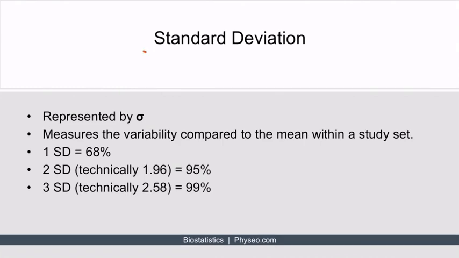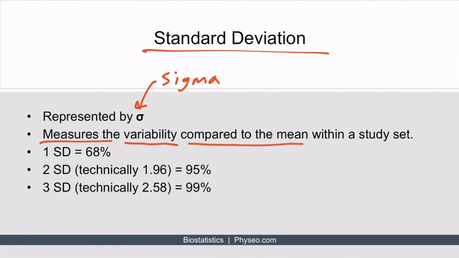Now let's talk about standard deviations. The math for standard deviations is ridiculous, and thankfully, you don't need to know it for Step 1, or even to be an excellent physician. Just know that this symbol, sigma, represents standard deviation. Now the standard deviation is valuable because it measures and tells us the variability of data compared to the mean within a study set. This will make more sense in a moment.